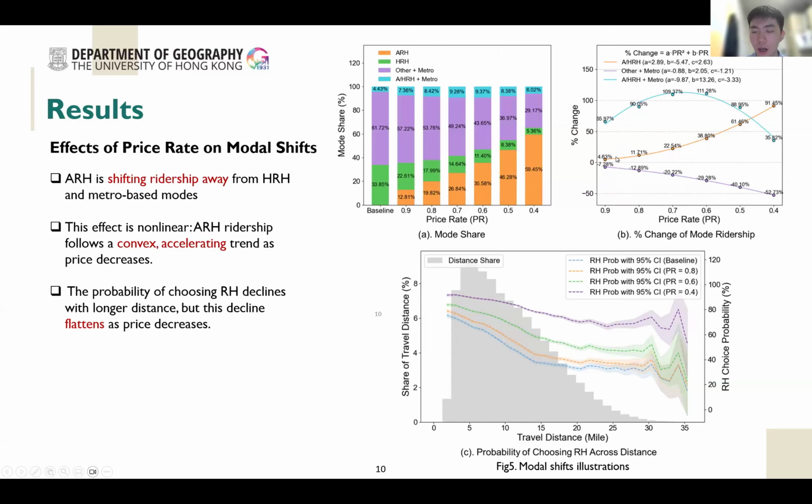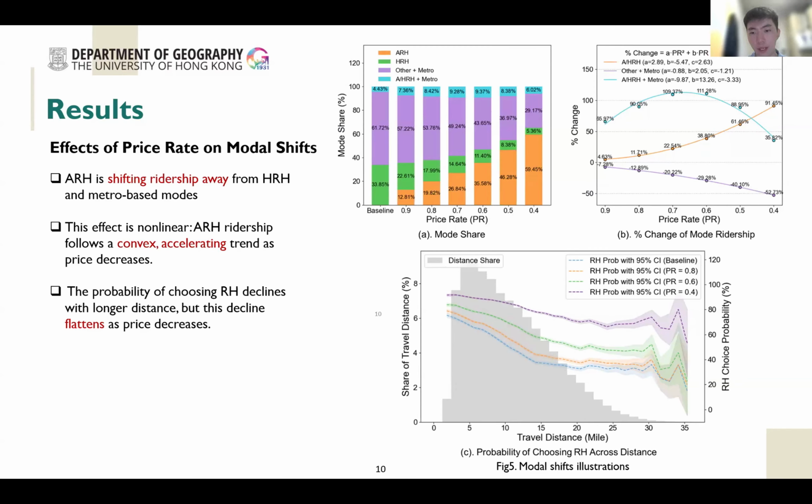So the ARH, the orange line, follows a convex accelerating trend as the price decreases, and the metro-based modes, metro plus other modes, also decrease accordingly. And lastly, we show the probability of choosing ride-hailing at different travel distances and under different scenarios. We can see that all these 4 lines at different price rates in different scenarios decrease as the travel distance increases, since the longer the travel distance, the higher the probability of users turning to the metro systems.